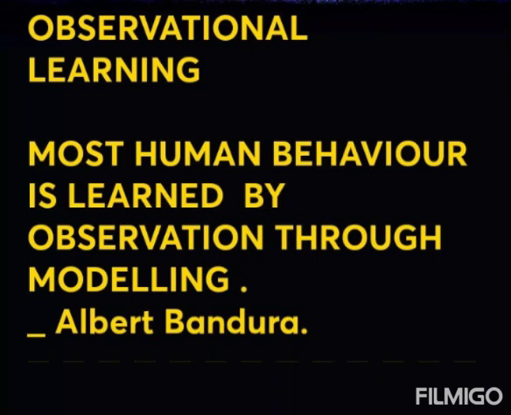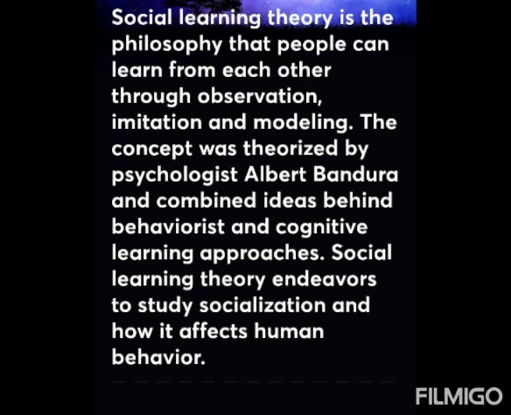In child psychology, let's see about observational learning by Albert Bandura. Albert Bandura said most human behavior is learned by observation through modeling. Social learning theory is the philosophy that people can learn from each other through observation, imitation and modeling. The concept was theorized by psychologist Albert Bandura and combined ideas behind behaviorist and cognitive learning approaches.